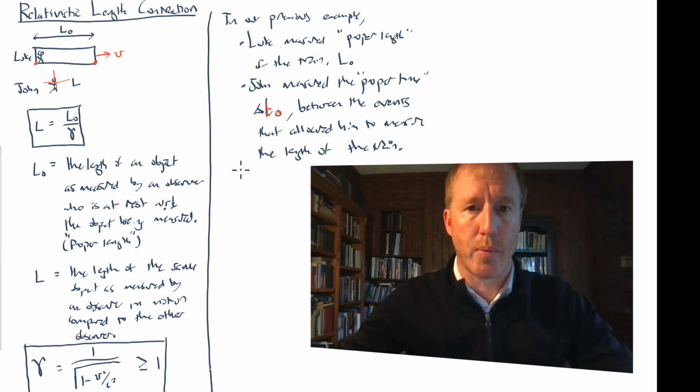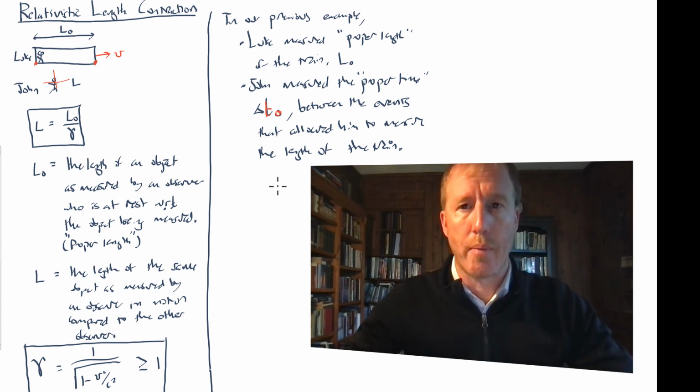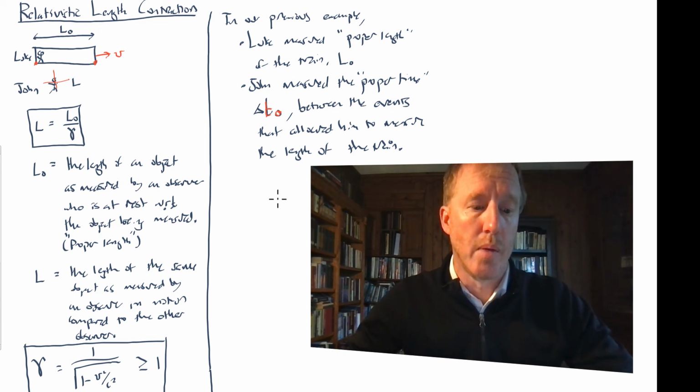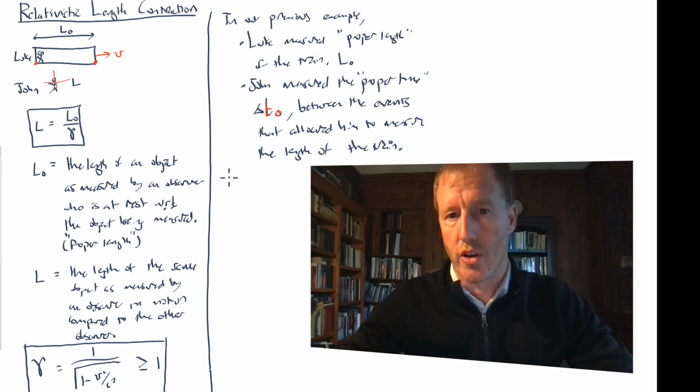In our next example, why don't I stop there? In the next example, I'm going to do a little bit more involved problem that involves a spaceship traveling at a certain high speed between Earth and a distant star, Alpha Centauri.